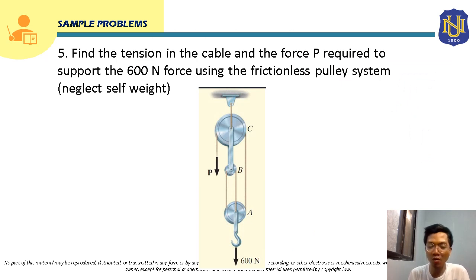So this is our fifth sample problem. Find the tension in the cable and the force P required to support the 600 Newton force using the frictionless pulley system. We're going to neglect self-weight here as mentioned in the problem. There are also cases where the self-weight of the pulleys is given, and we will include that in our computation if it is given. Since it is not given here, we will neglect it. Again, we are going to solve this using the concept I discussed in the previous slide.